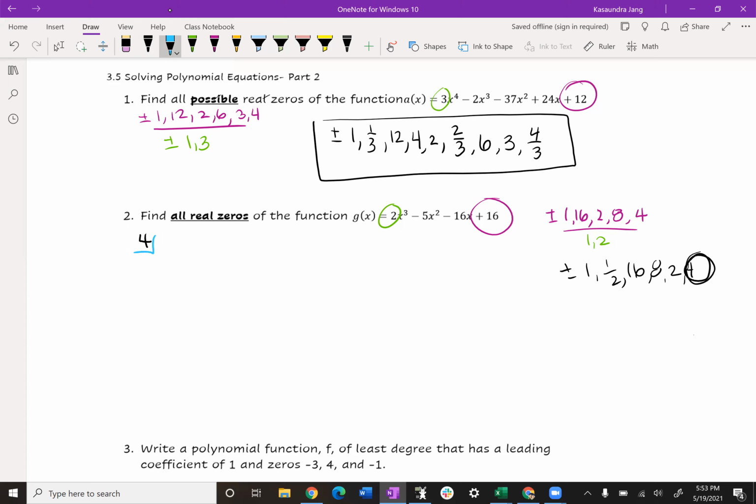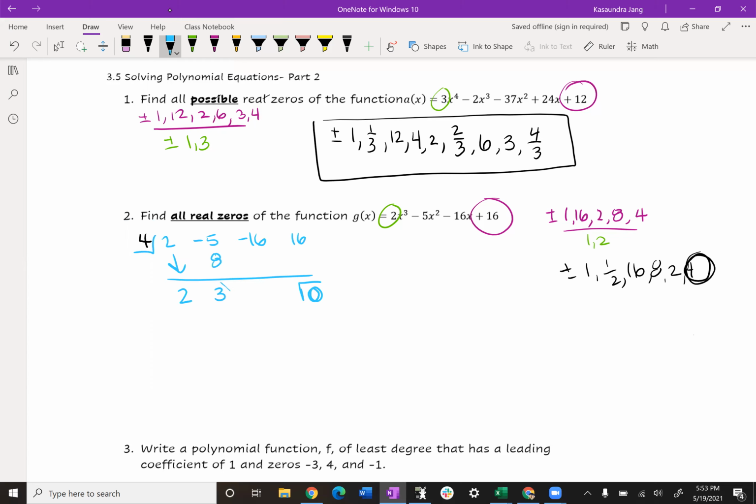I got a 2x cubed, negative 5x squared, negative 16x, and a positive 16. I hit every exponent on the way down, and I should end up with a remainder of 0. Okay, so I bring down the first number, multiply by what's in the box. So 2 times 4 is 8, and I add straight down. That's where I get my 3.